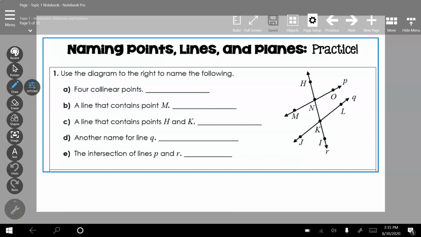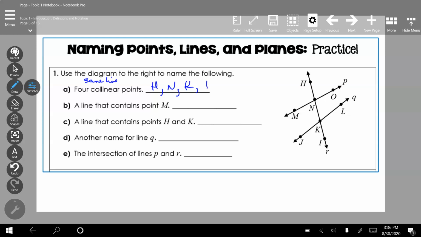So let's try to answer some of these questions. 4 collinear points mean they have to be on the same line. And 4 collinear points, well, it can't be this point here, it can't be this one, it's got to be the one that's going up and down. H, N, K, I are collinear.